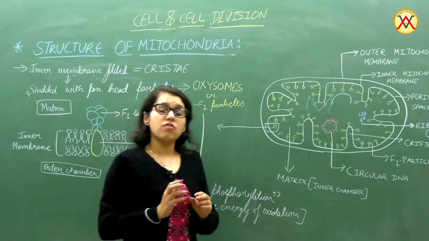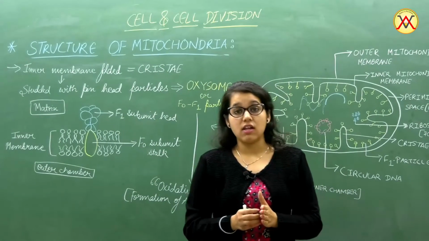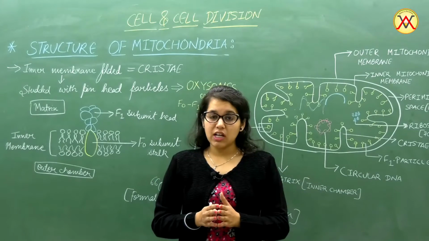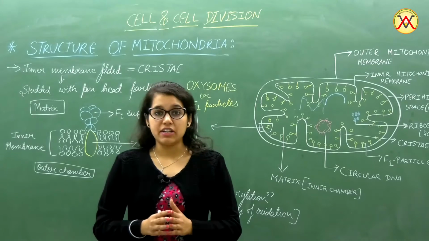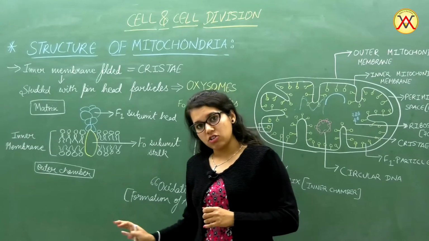Because of their structure, we are able to form ATP, the energy which is required by the cell to perform various life functions. So it is one of the most important cell organelles, which helps in forming energy in large amounts required by the cell. So this was about the basic structure of mitochondria.